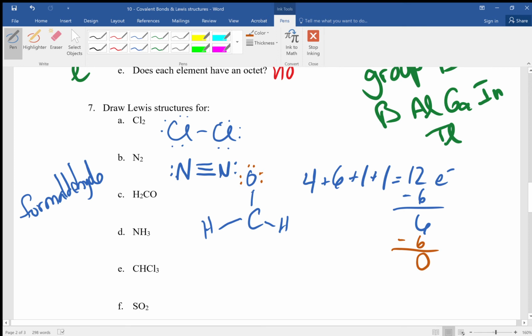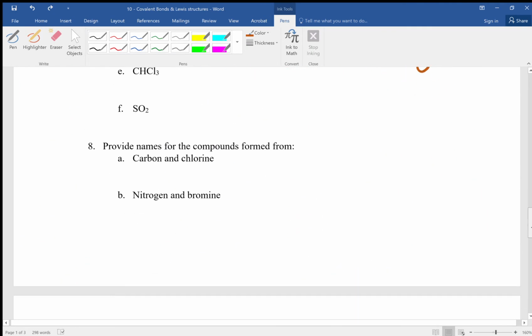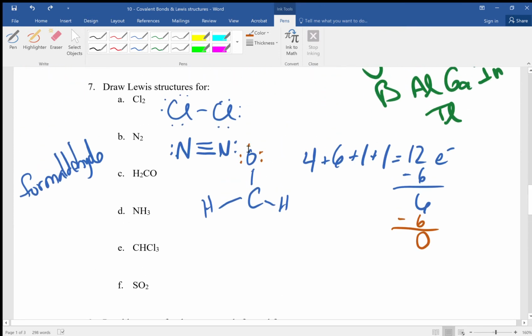The problem is that while hydrogen and oxygen both have octets, carbon does not. And so in order for carbon to have an octet, we're going to have to take not the oxygen away, but we're going to take that lone pair away. Where's that lone pair going to go? It's going to go as a double bond. And so now oxygen still has an octet, but carbon does as well, and everyone is happy.